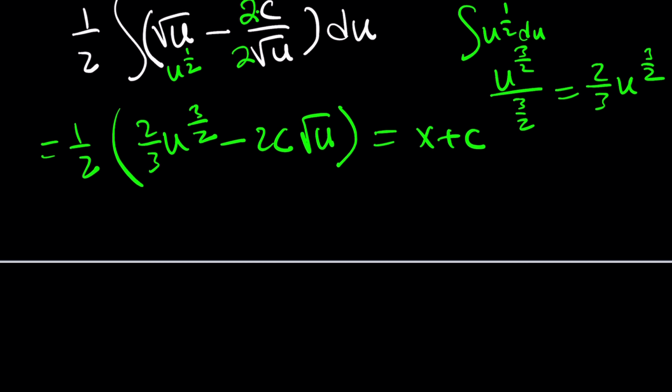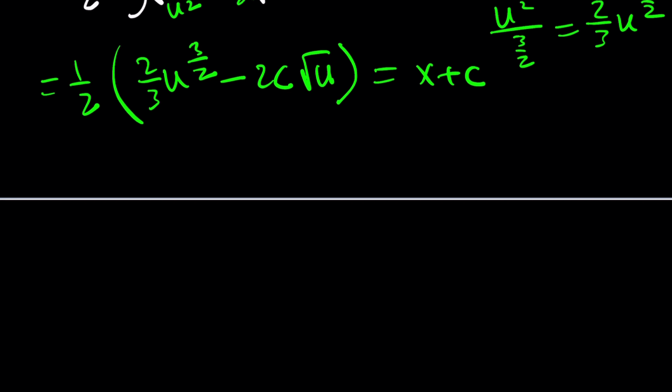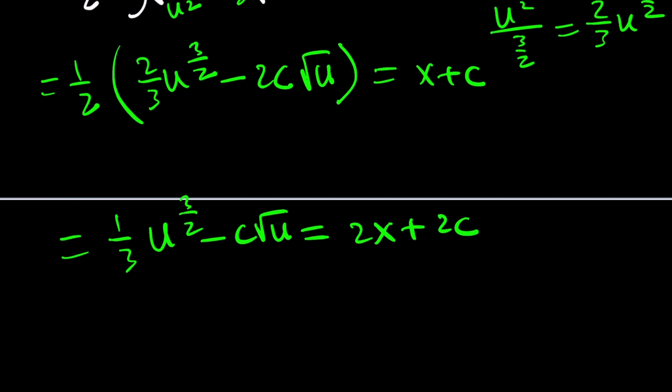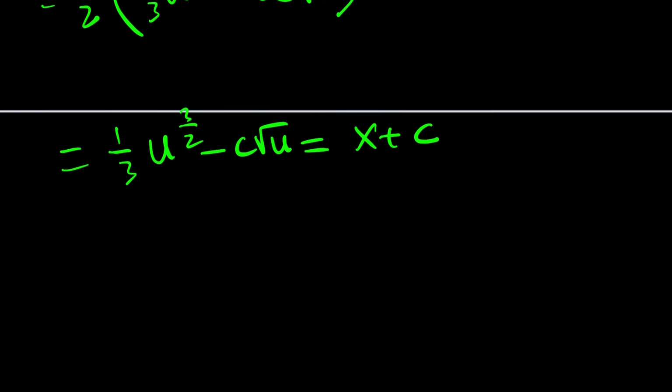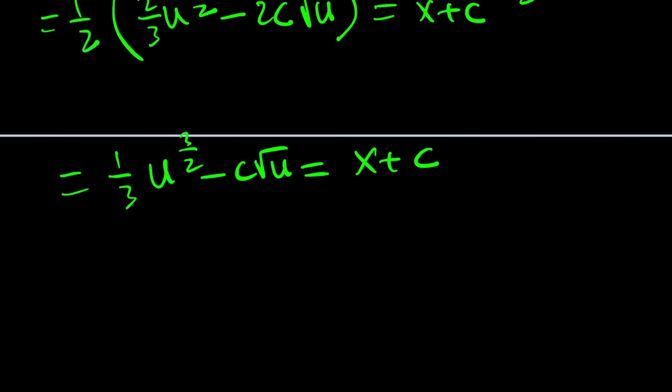Okay, cool. Now, this is what I have so far, and you can definitely multiply by some stuff. It'll give you 1 over 3 u to the power 3/2 minus c root u equals 2x plus 2c. Basically, I just multiply both sides by 2. Wait a minute, I didn't. I just distributed the number, so it's still going to be x plus c. Never mind. I just distributed the 1/2. So now this is what we have, and you can now back substitute.